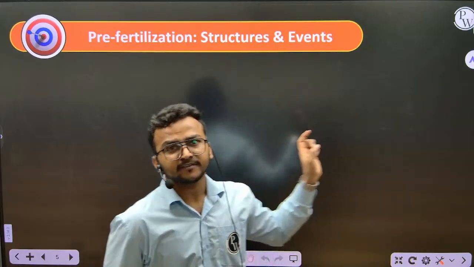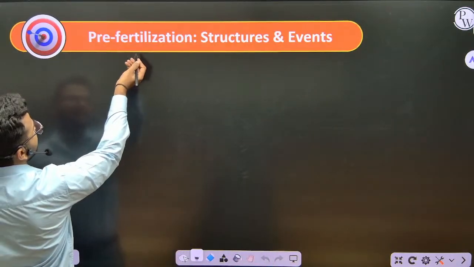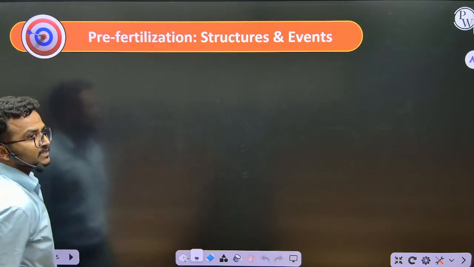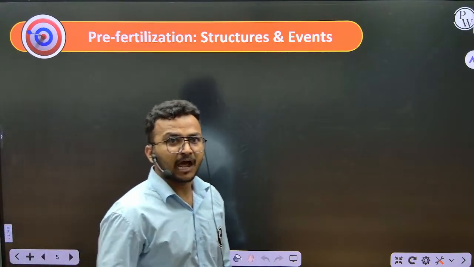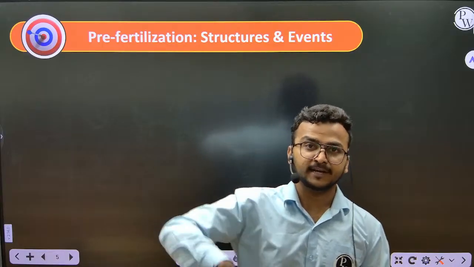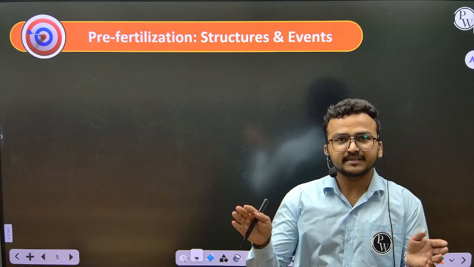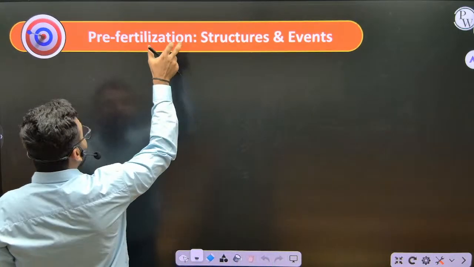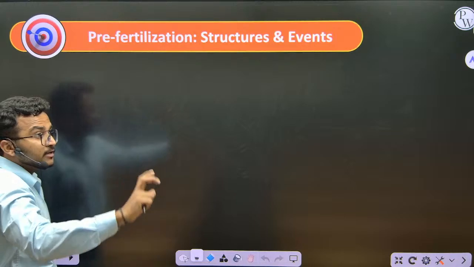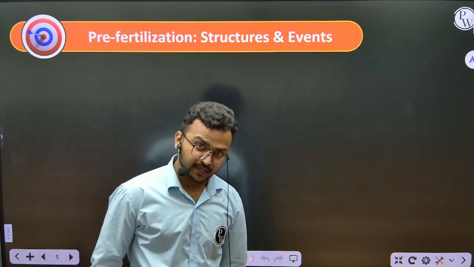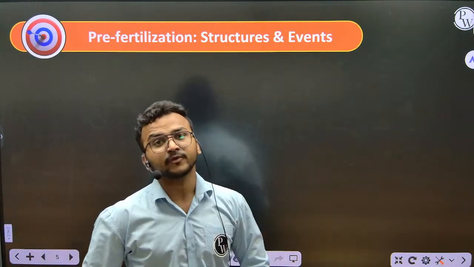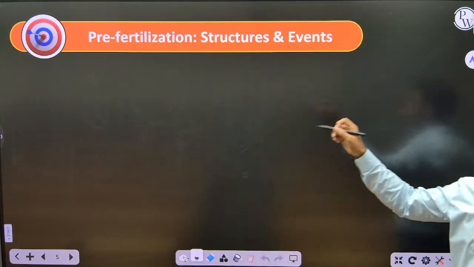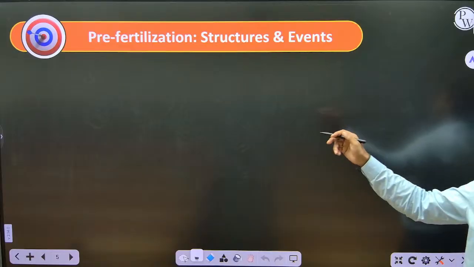See, the word itself says pre-fertilization. Pre means before the fertilization, and after the fertilization it is post-fertilization. So fertilization is in between. Before fertilization, what structures we are going to see and what events we are going to see, that we are going to learn in pre-fertilization structures and events.